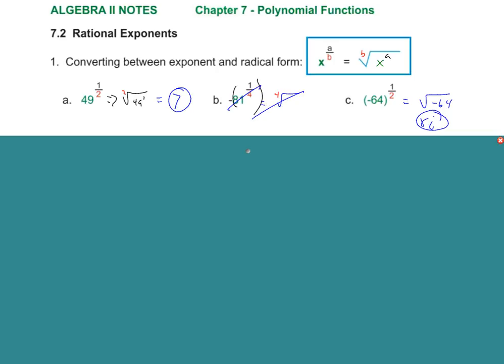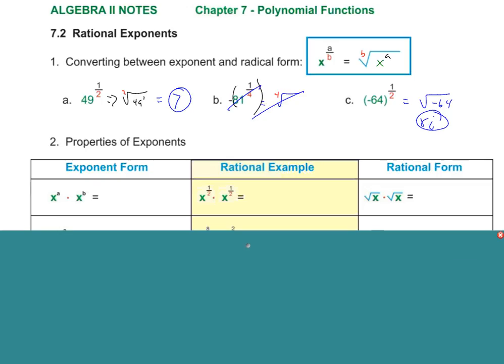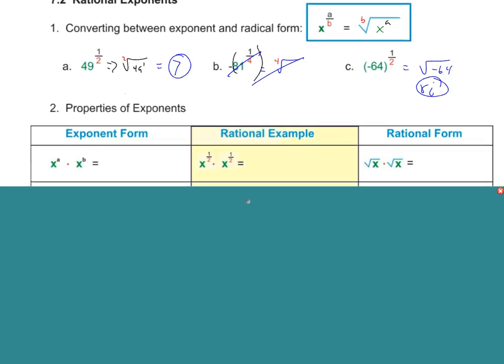How about something like this? We know that 8 to the 1/3 power is 2, right? 8 to the 1/3 power is 2. What would be, I'll leave it. I was going to do a few mental ones, but I don't want to mess them up either, and they are mental.